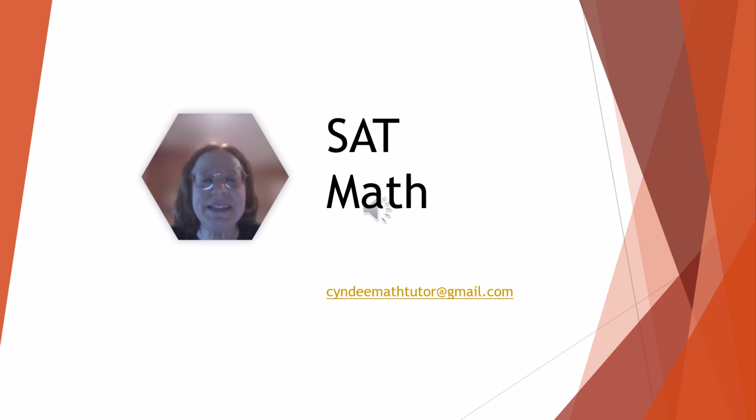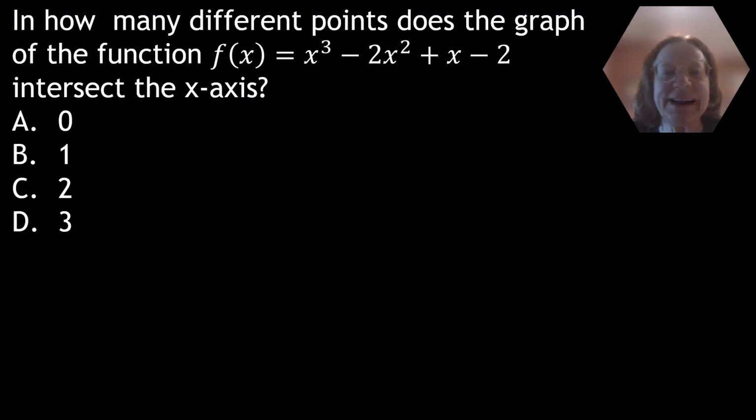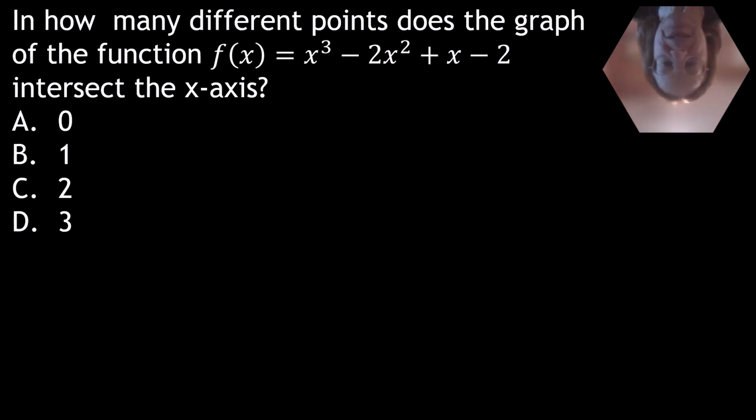SAT math people. Today we're going to work on factoring. Okay, let's do some math. In how many different points does the graph of the function f of x equals x cubed minus 2x squared plus x minus 2 intersect the x-axis?